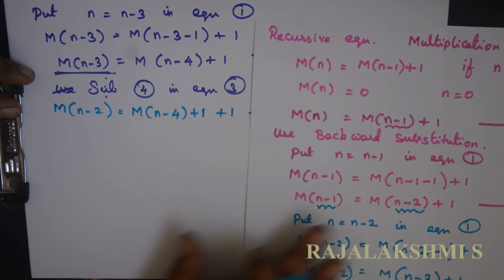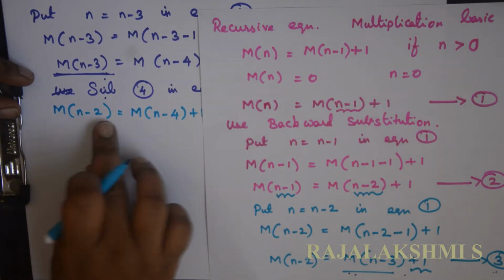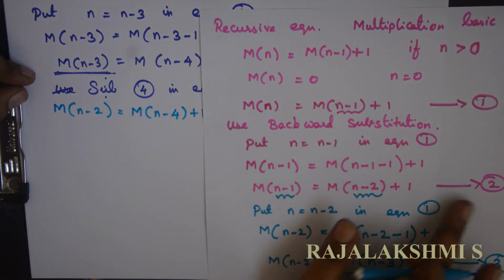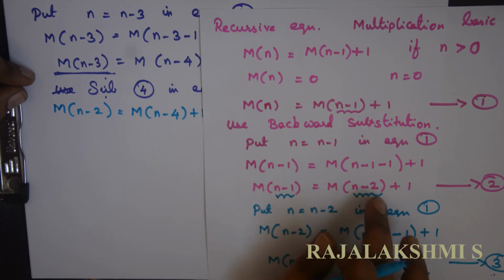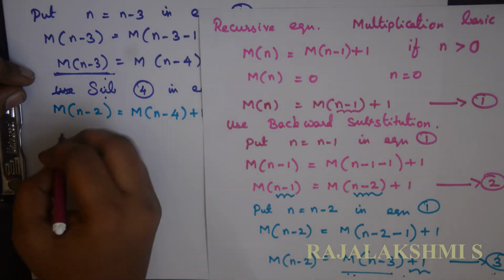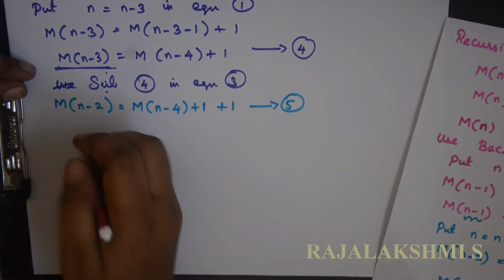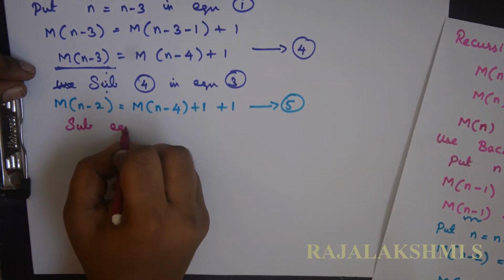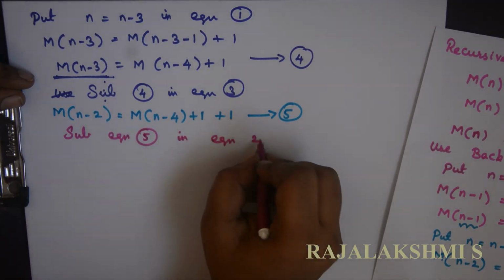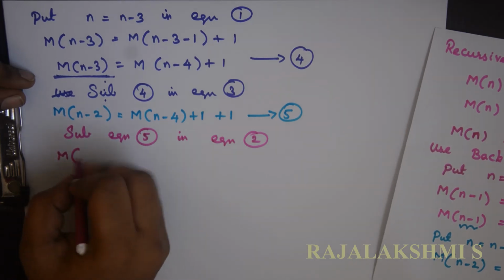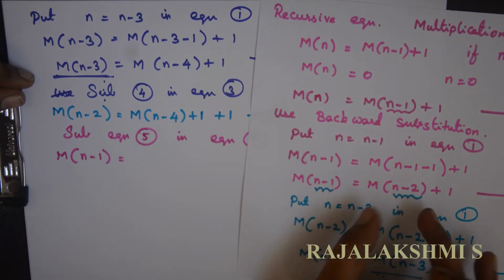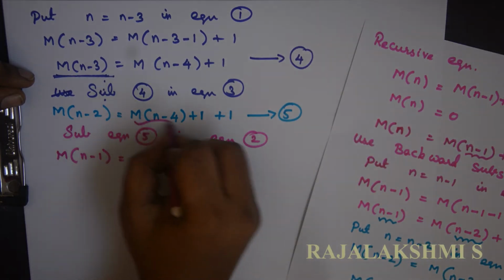Now find the equation which needs the value of M(n-2). M(n-2) is present in the right hand side of the second equation. So we will substitute in that. Substitute equation 5 in equation 2. So it is M(n-1) equal to, instead of M(n-2), now we are having these three terms.